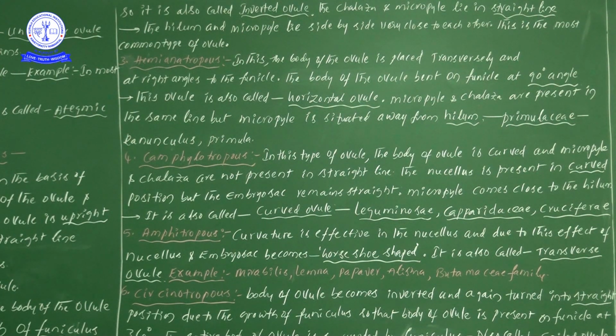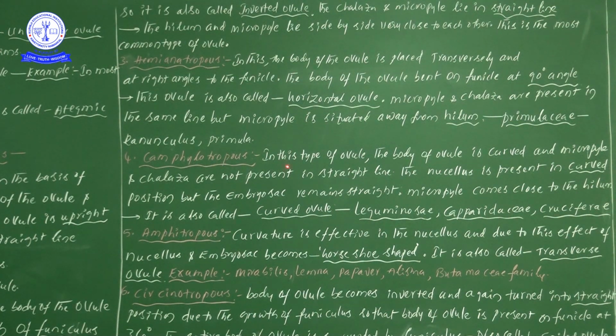This phenomenon we can see very exclusively in Primulaceae family members, such as Primula and Ranunculus. Primula comes under the Primulaceae family. In Hemianatropous, the body of the ovule will be at a 90 degrees angle on the funicle. This Hemianatropous ovule we also call by one more name, horizontal ovule. So there are 3 different types of ovules we have discussed. Next one, Amphitropous ovules.